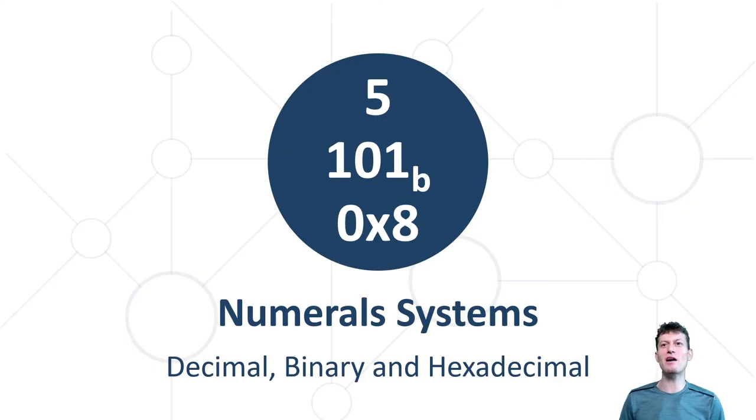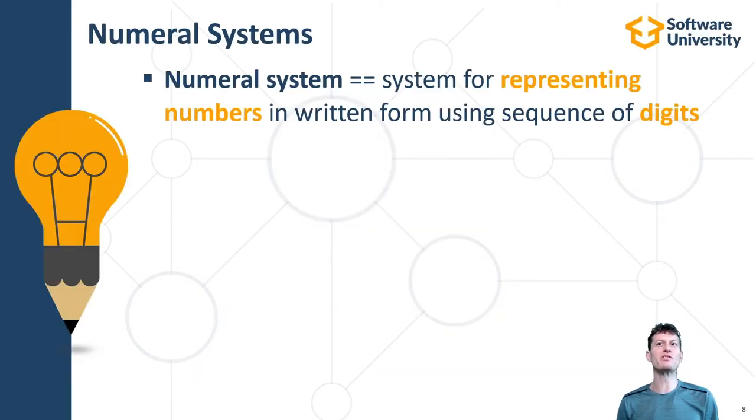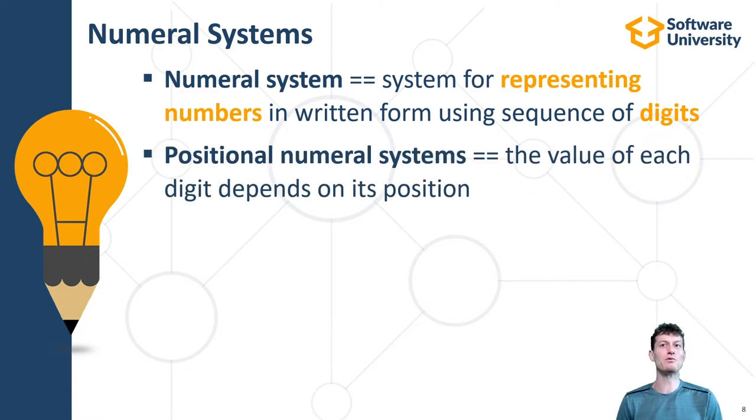In this section, I will explain the decimal, binary, and hexadecimal numeral systems, how to use them, and how to convert numbers between them. Numeral systems represent numbers in written form using sequences of digits. For example, the digit 4 followed by the digit 2 in the traditional decimal system used by humans represents the number 42. Many systems can be used to represent numbers, like the Hindu-Arabic numerals, the Roman numerals, and the Hebrew numerals. In computer science, specific numeral systems are of big importance.